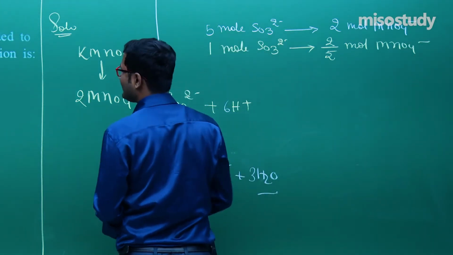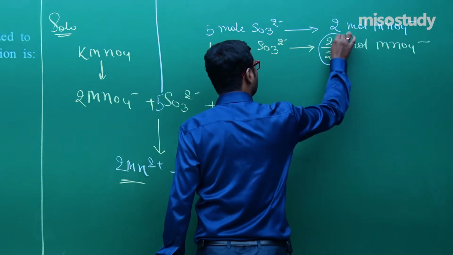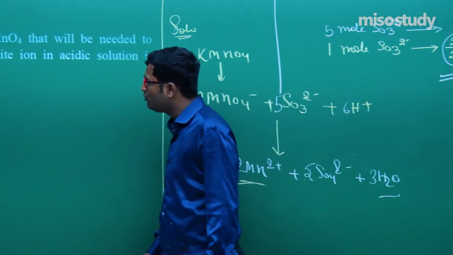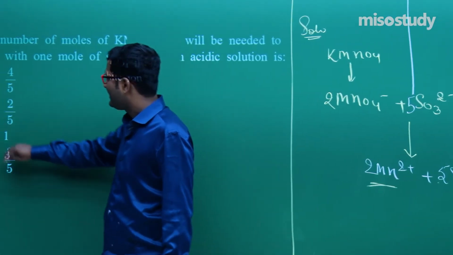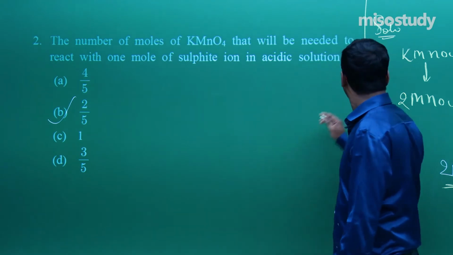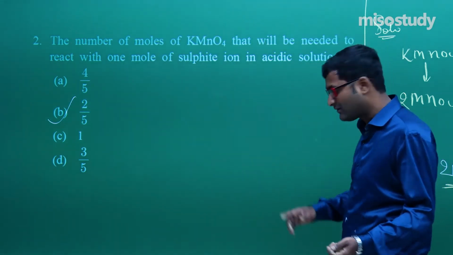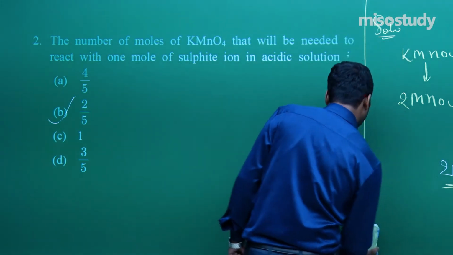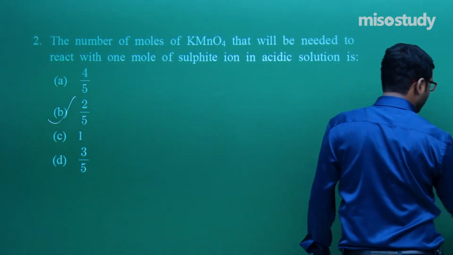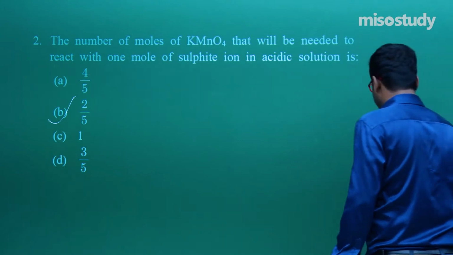So what is the answer here? This one is 2 by 5. So I'm moving here for question number 2. What is the answer? So that is 2 upon 5. Clear to you? I think now you can easily solve such kind of question. These are very simple. Now let's move to the next question. What to do? Listen carefully.